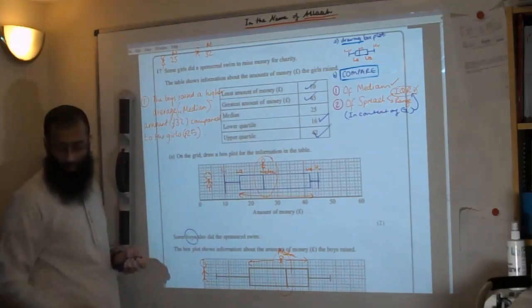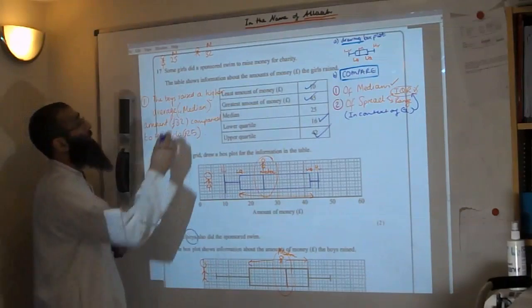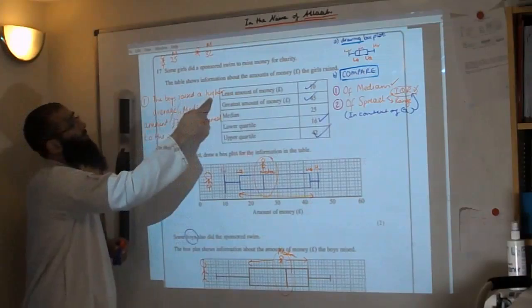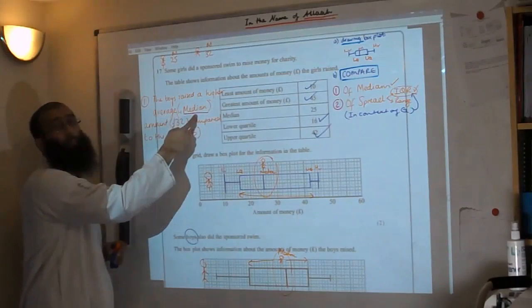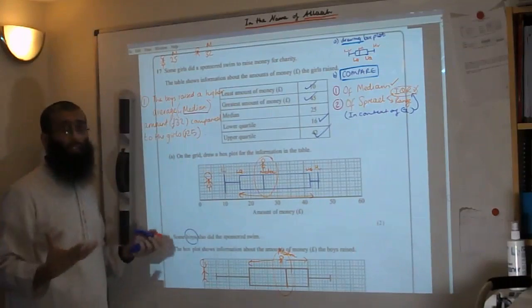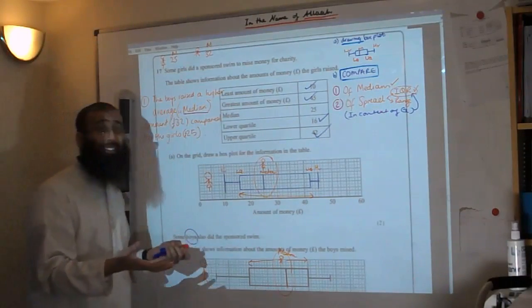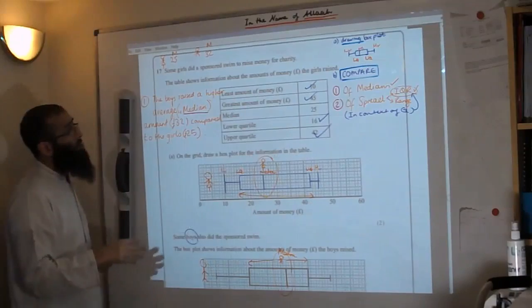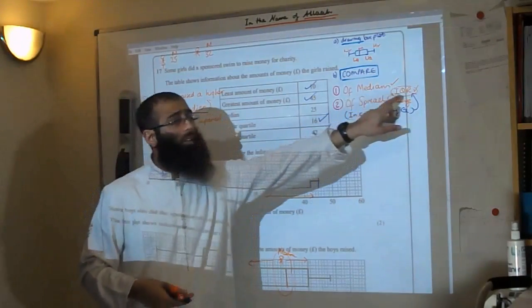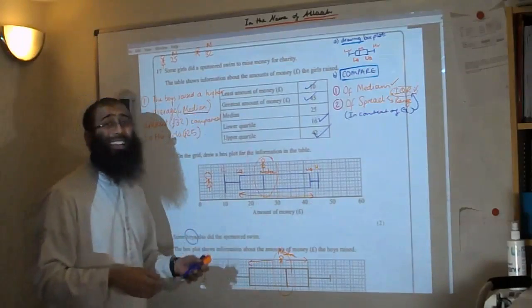So if you want to go through that one again, the boys raised a higher average, which is talking about the median amount, which is £32 compared to the girls. So that's the first thing that we say, the boys did better than the girls in that sense. Now, let's have a look at the second type of comparison, where you look at the spread of the data, the interquartile range. For that we're going to need to do some calculations.